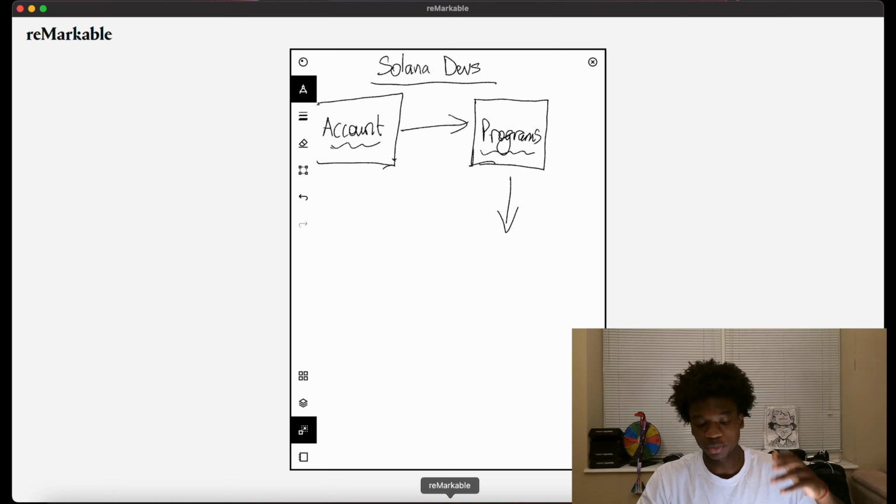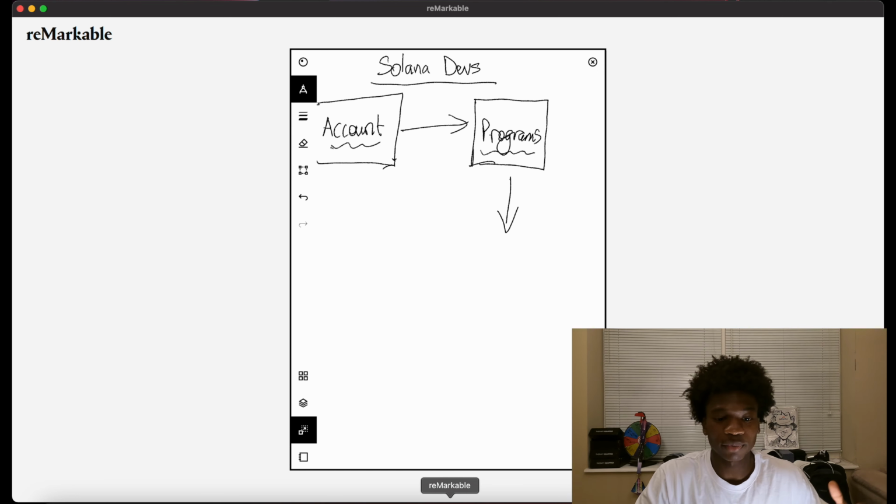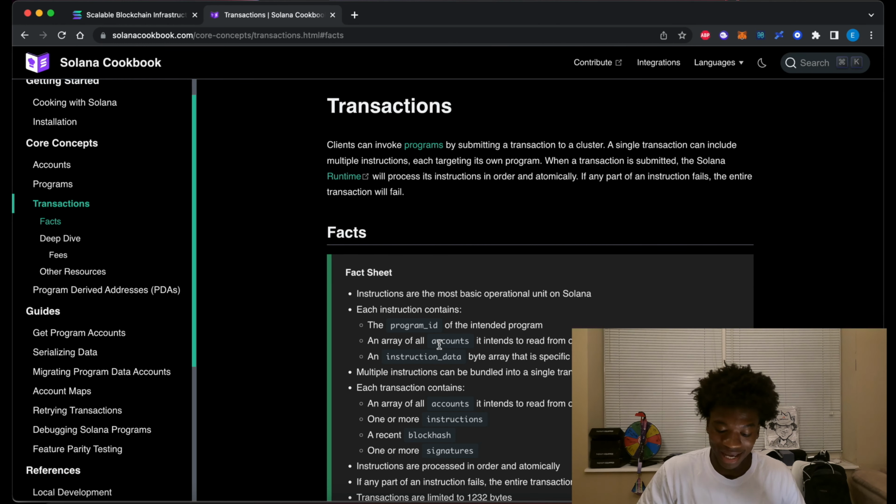So we're talking about Solana Cookbook. We're just doing a deep dive on the documentation of the architecture of Solana, the components that play in the network, and how to use them. So we've talked about accounts and we've talked about programs. In this video, we're gonna wrap things up by talking about transactions.